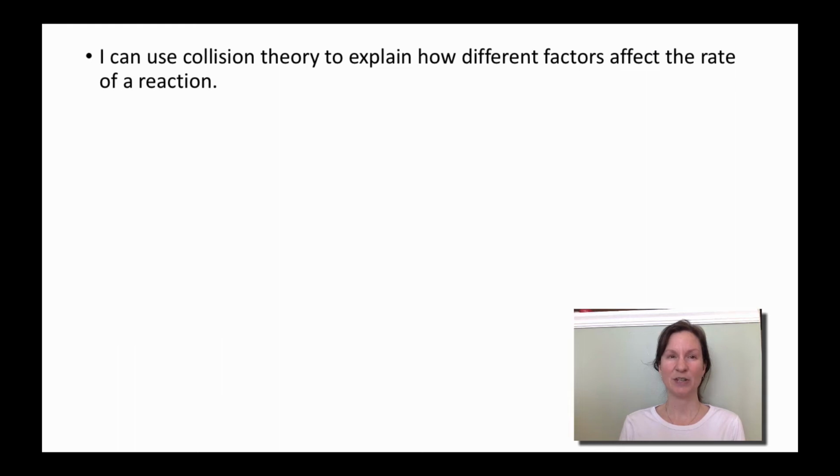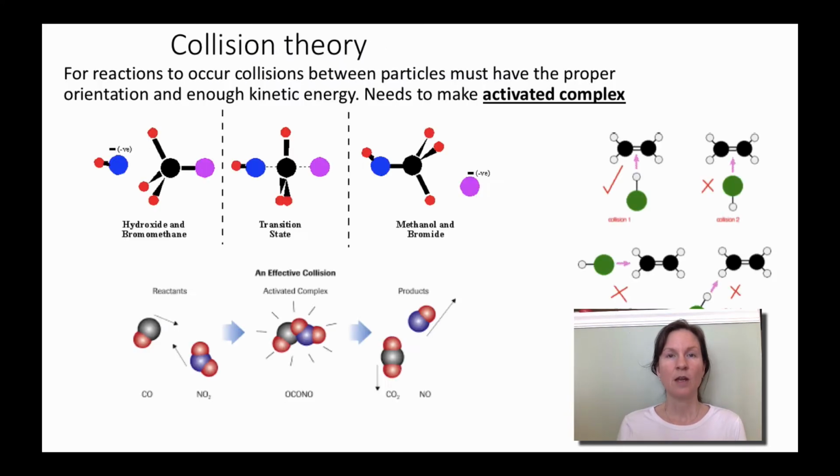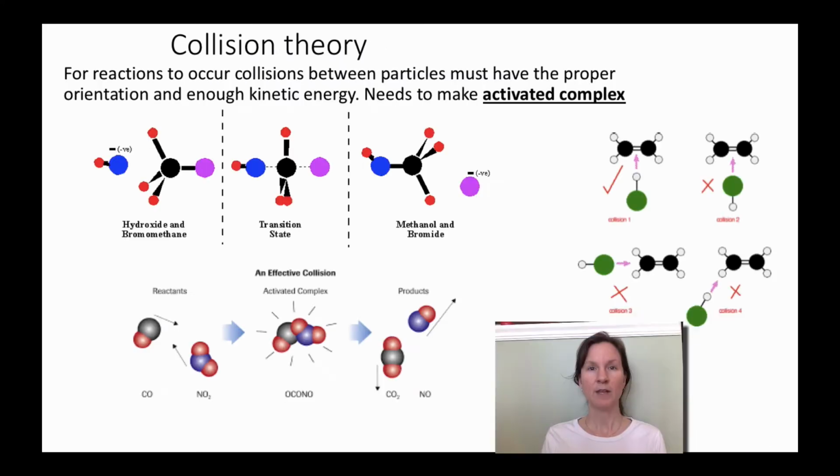This video will focus on the learning target: I can use collision theory to explain how different factors affect the rate of the reaction. So step one, what is collision theory? Collision theory is the idea that for a reaction to occur, you actually need to have your reactants come in contact with one another, actually collide, to be able to make product. You can't make product if the atoms aren't close enough together to make a new bond.